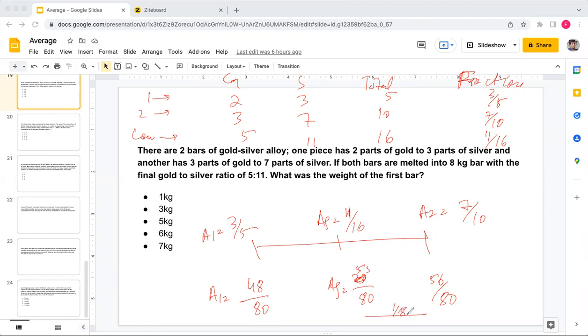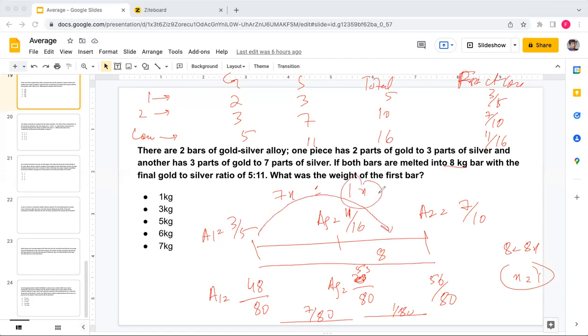Now just see the difference. This is 1 by 80 and this is 7 by 80. If you take the ratio, this is 7:1, and we are given the whole final value, which is 8 kg. So 8 is equal to 8x, x is equal to 1. And we are asked to find the first one, and the opposite, first one is 3/5, and opposite of that is x. So x is equal to 1 kg. So either proceed with gold or proceed with silver, you will get 1 as the final answer.